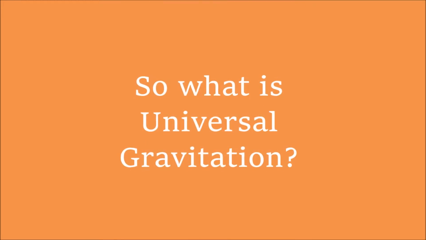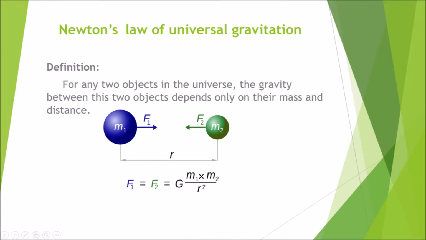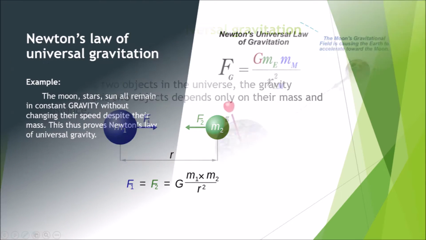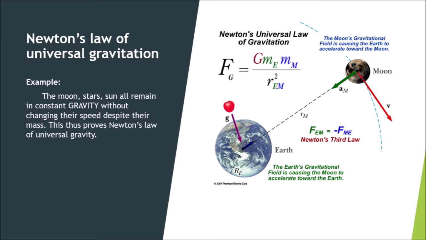So what is universal gravitation? For any two objects in the universe, the gravity between these two objects depends only on their mass and distance. For example, the moon, stars, sun all remain in constant gravity without changing their speed despite their mass. This thus proves Newton's law of universal gravity. The formula of Newton's gravitational law is gravity multiplied by mass of Earth times mass of Moon over radius square of the distance between the Earth and the Moon.